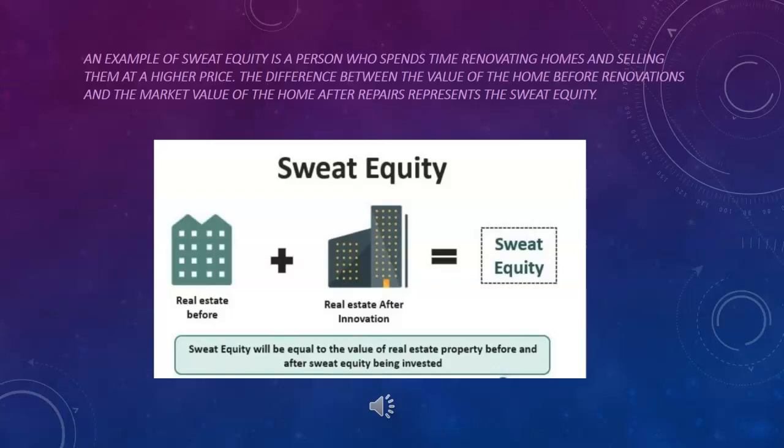An example of sweat equity is a person who spends time renovating homes and selling them at a higher price. The difference between the value of the home before renovation and the market value of the home after repairs represents the sweat equity. For example, real estate before and real estate after renovation is equal to sweat equity. Sweat equity will be equal to the value of the real estate property before and after sweat equity being invested.